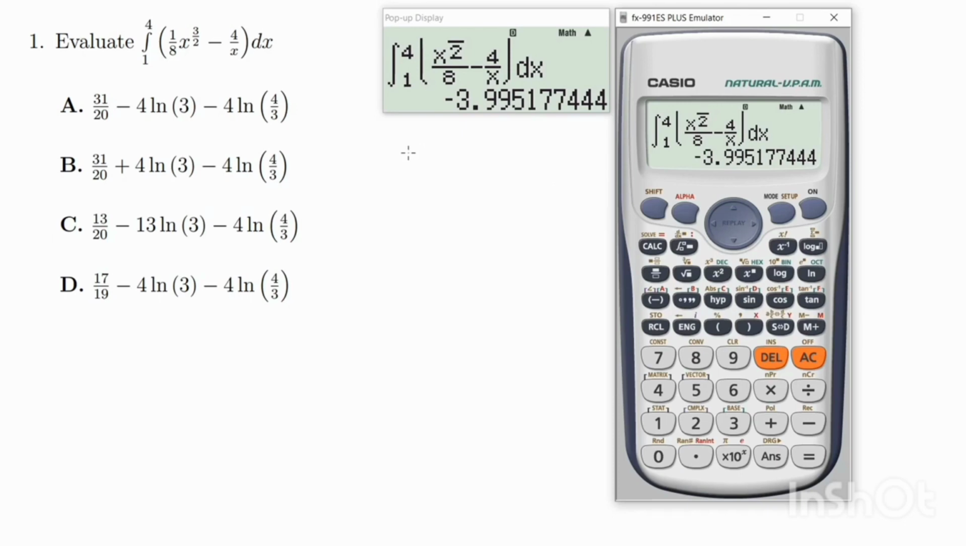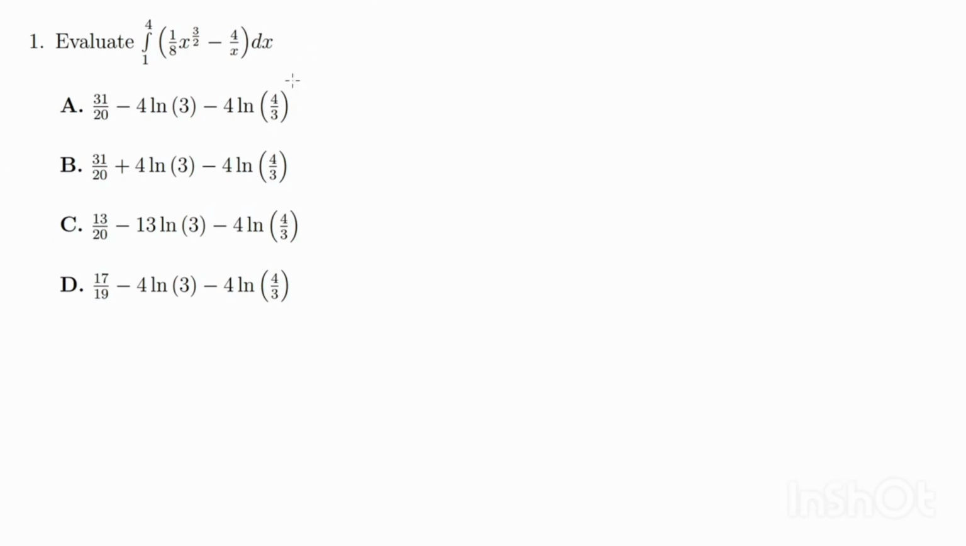Now the very first thing you might want to do is to make sure that you write out your answer somewhere, because we are still going to make use of the calculator to see which one corresponds to the answer. So we have this to be minus 3.995. Okay, so now let's test with our calculator which of these answers corresponds to this.